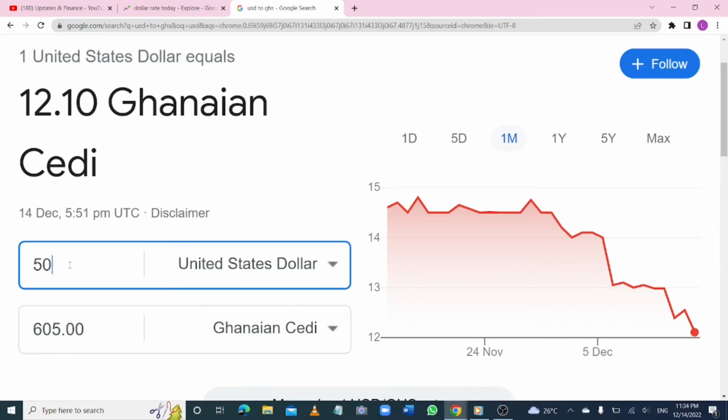So if you want to know the dollar rate, you just type in the amount of dollars that you want. $1 is currently equivalent to 12 Ghana cedis and 10 pesewas.